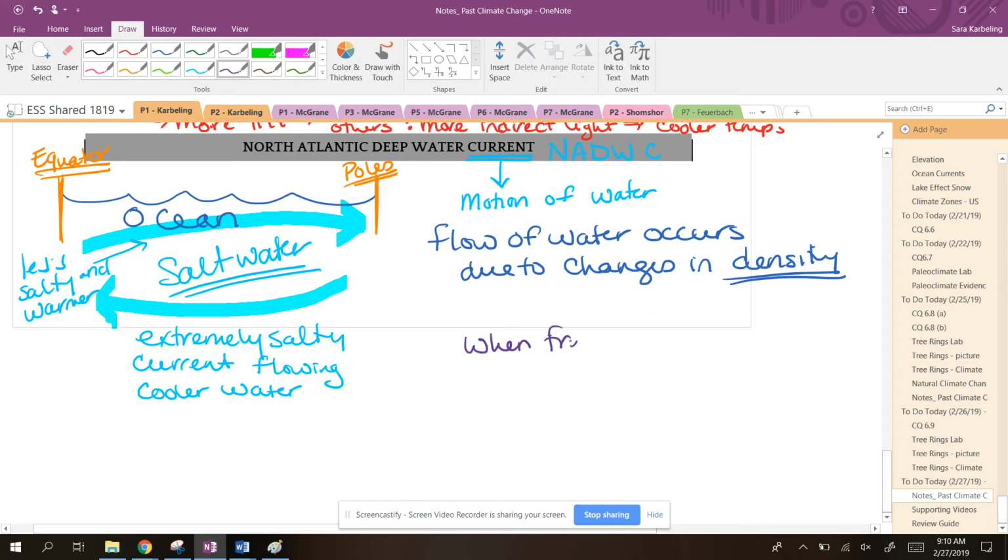When fresh ice in the form of glaciers and icebergs melts, what happens to the saltiness of the ocean? Does it get more salty or less salty? Yep, it decreases the salt concentration.